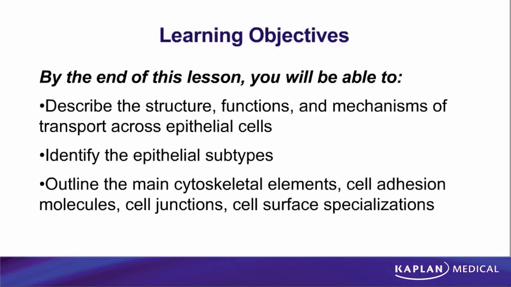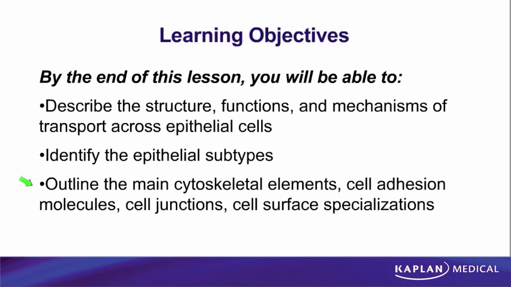So what we want to accomplish for now is to describe the structure and function of transport across epithelial cells, because that is a major function of epithelial cells in many different organ types. We want to see what histologically the different epithelial subtypes look like, and then we want to take a look at some specific cell biology of the cytoskeletal elements that are found inside the cells.